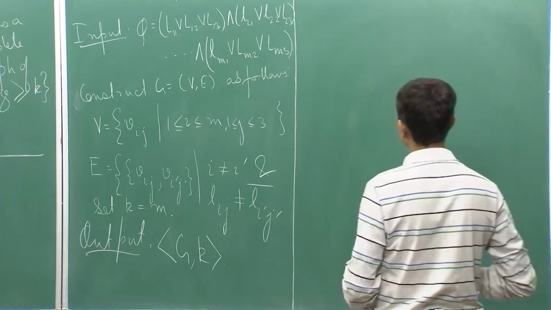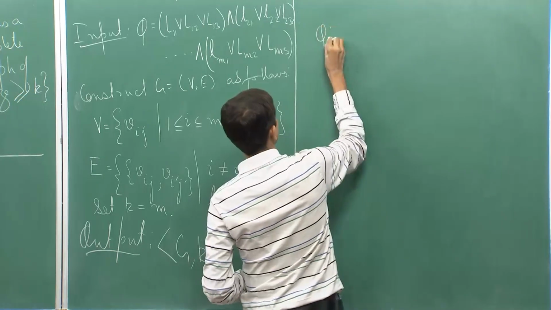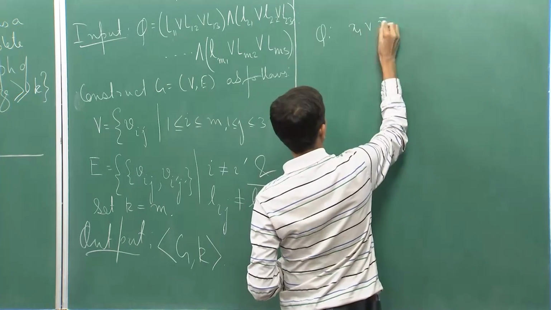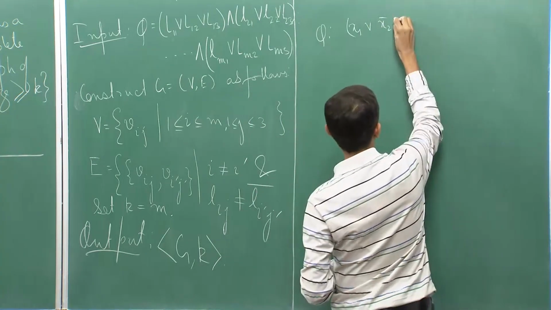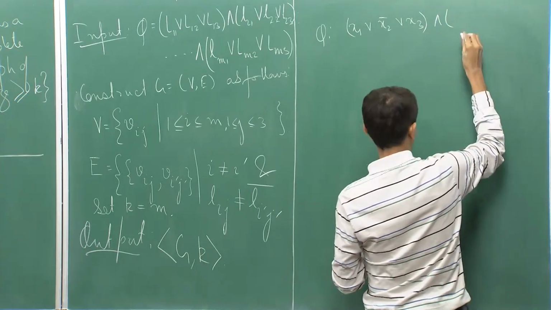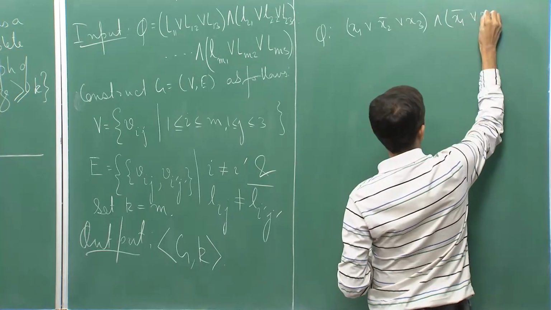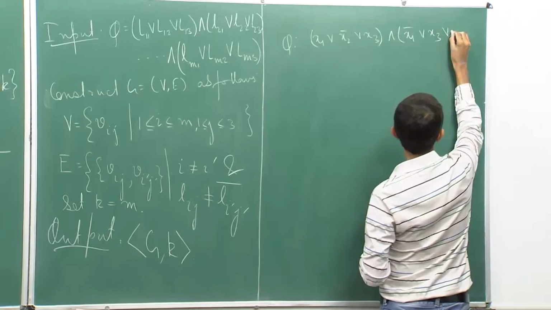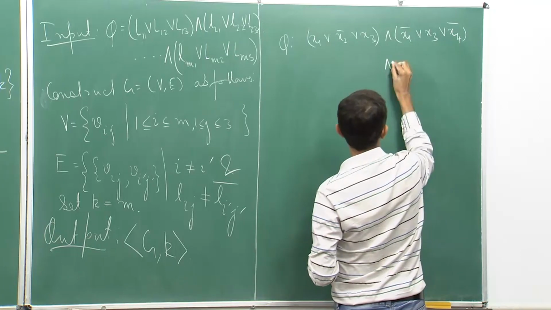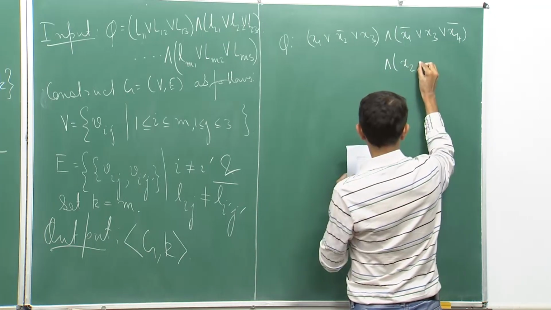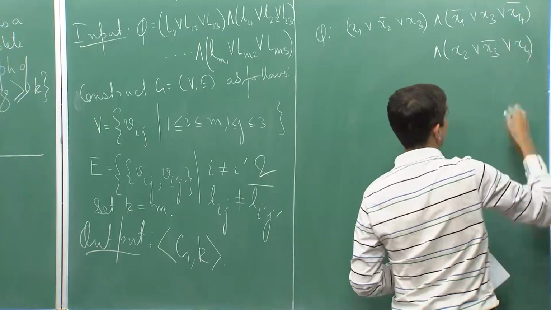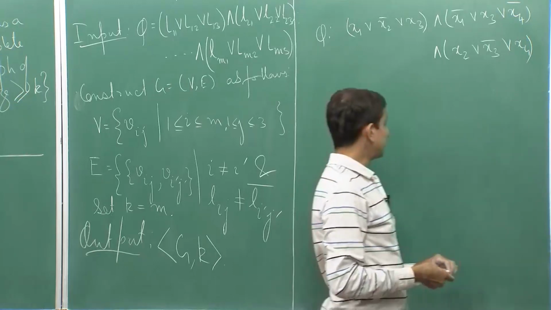So, I have an example here. Suppose we have phi which is equal to (x1 or x2 bar or x3) and (x1 bar or x3 or x4 bar) and (x2 or x3 bar or x4). What would be the corresponding graph?